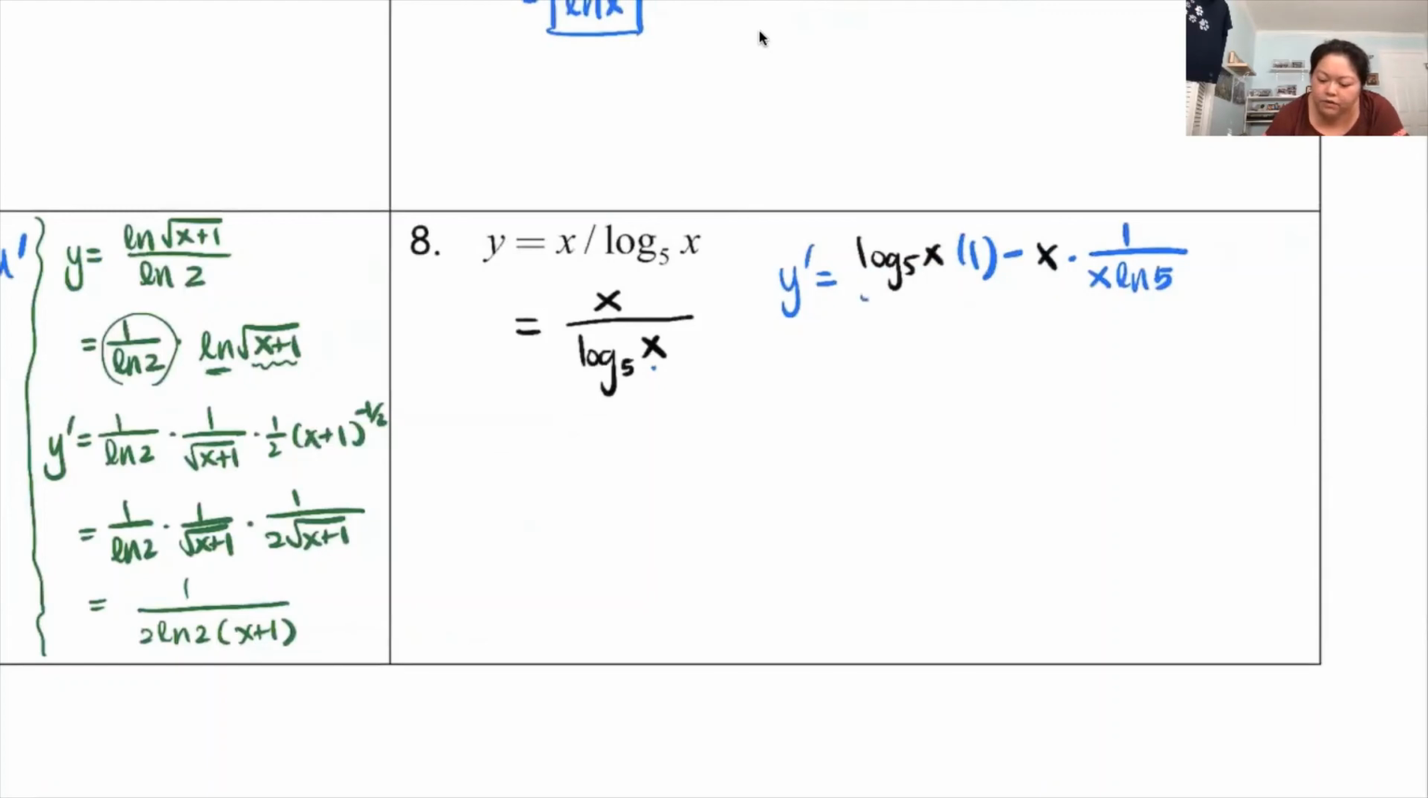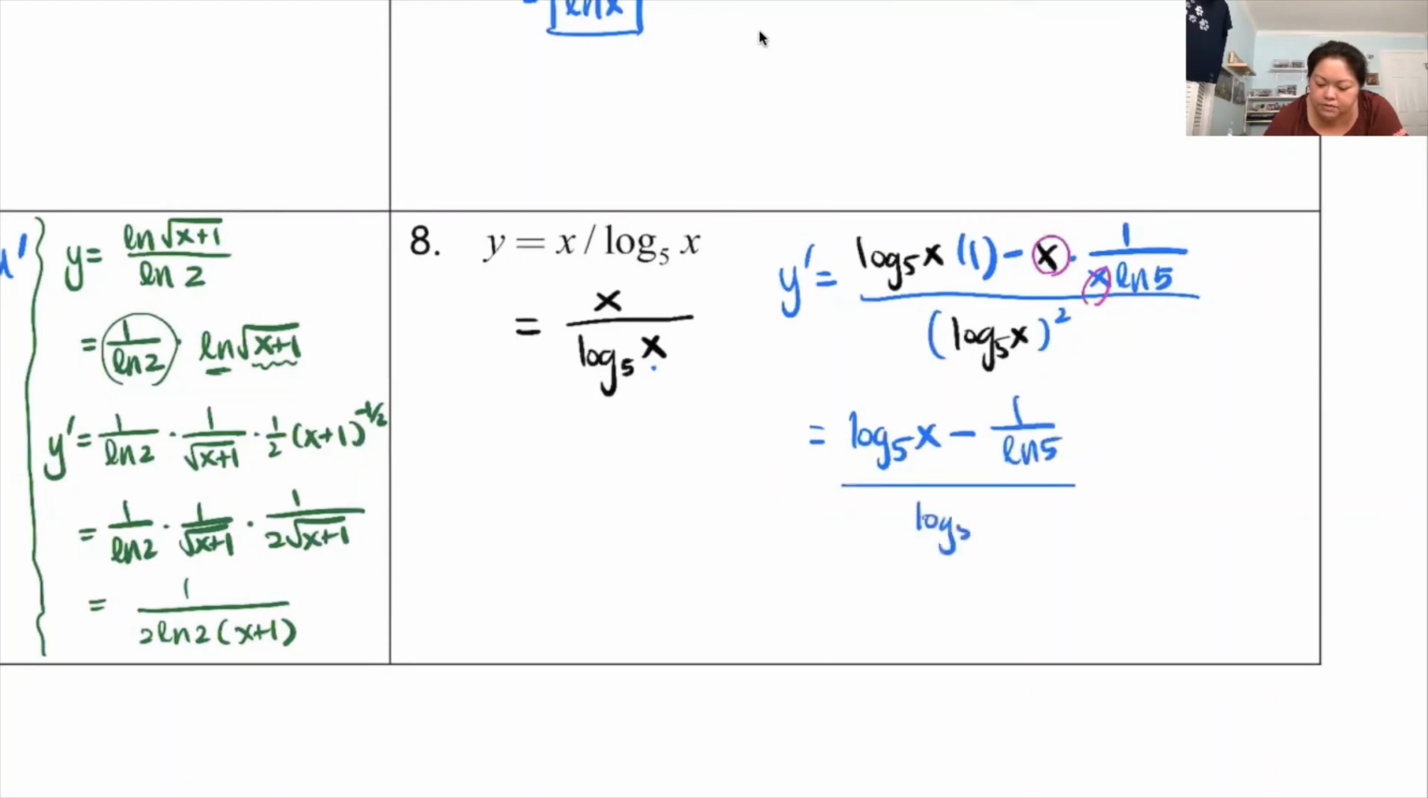All right, and then all over, don't forget, all over low squared, right? Okay, all right, so let's clean up. That's the hard part of the calculus, right? So log base 5 of x minus, well, this x here and this x here will reduce out, leaving just 1 over natural log of 5 all over log base 5 of x, the whole thing squared.